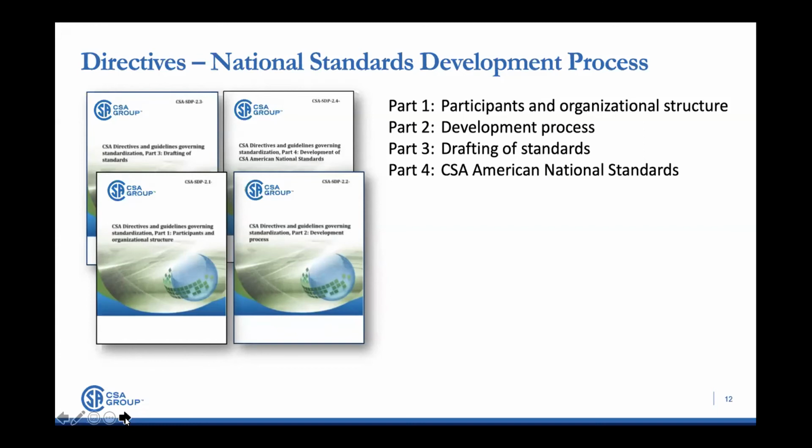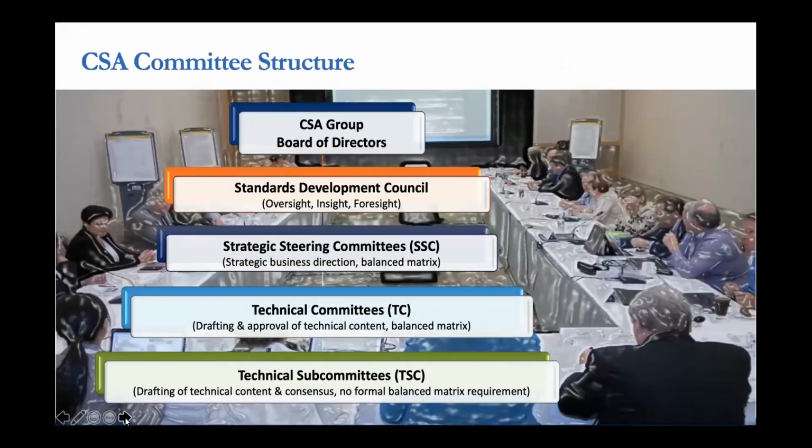And our last part, of course, is on the CSA American National Standards process, because we're also accredited down in the US by ANSI. So this is how the structure of CSA generally works. At the top of it, you can see the CSA Group Board of Directors. Underneath that, the Standards Development Council, who oversee the standards piece. The Board of Directors actually oversees the whole of CSA Group, which not only includes the standards development piece, but it includes our corporate business, as well as our testing, inspection, and certification arm.